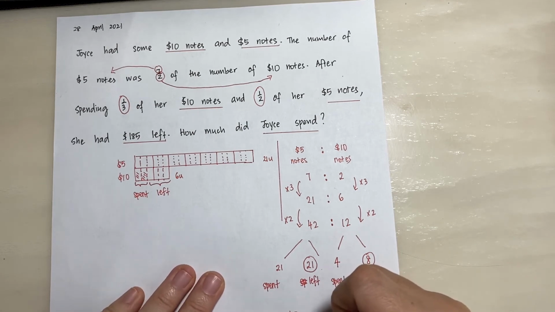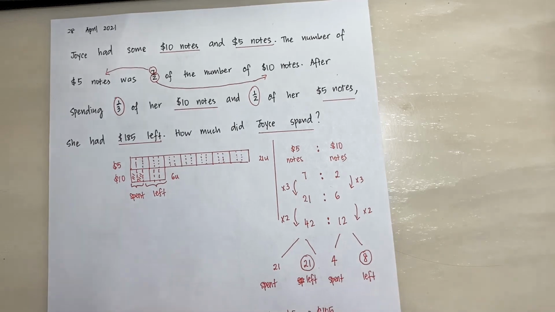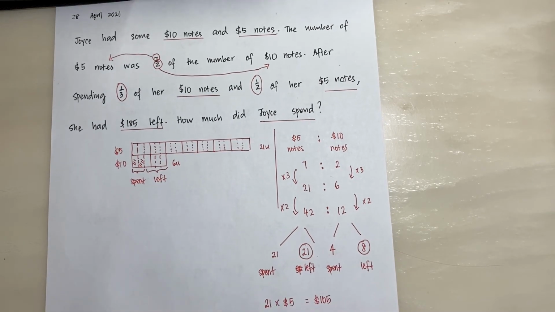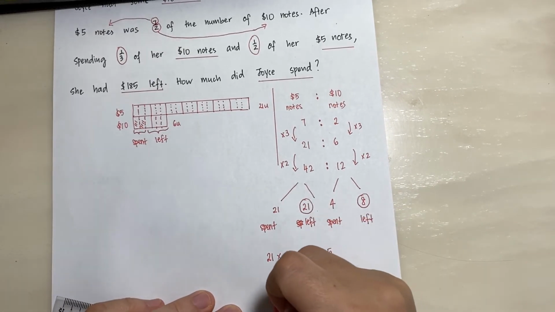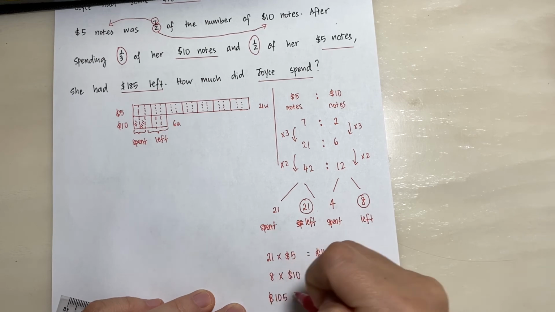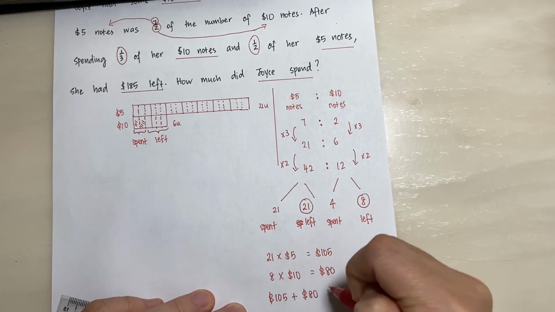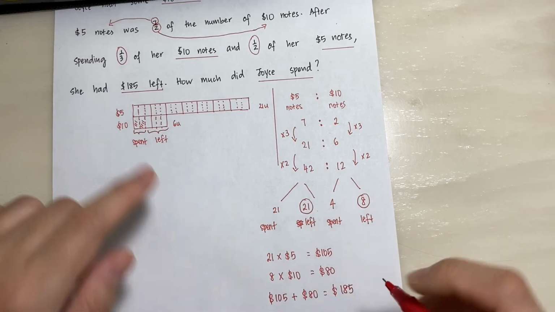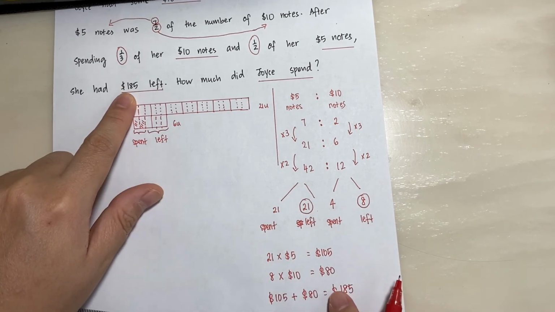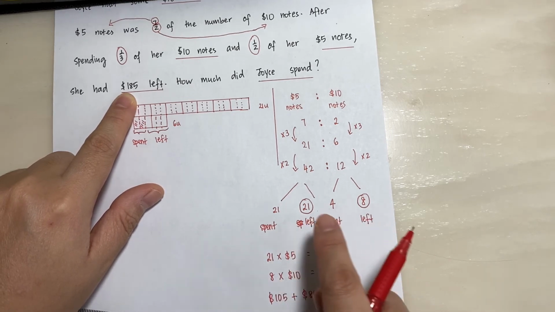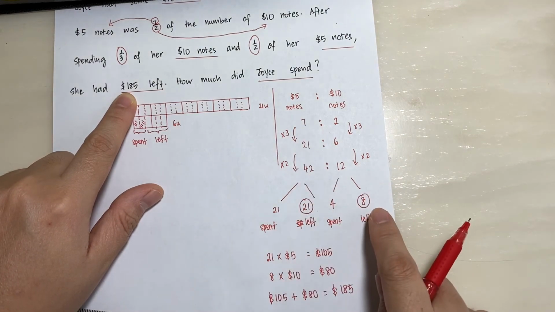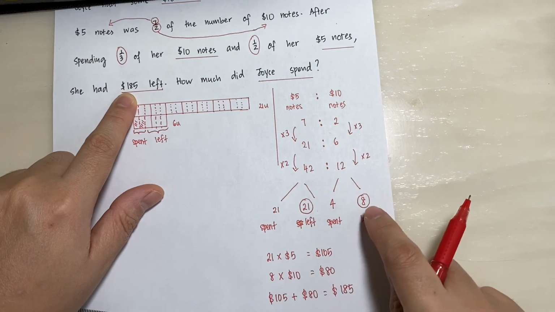I will be getting, so I would have over here 80. Now when I add them together, I will be getting exactly, which I'm very happy because I don't have to find sets, exactly $185, which is what the question gave. So it means that actually I would have 21 notes of $5 left. I would have 8 notes of $10 left.